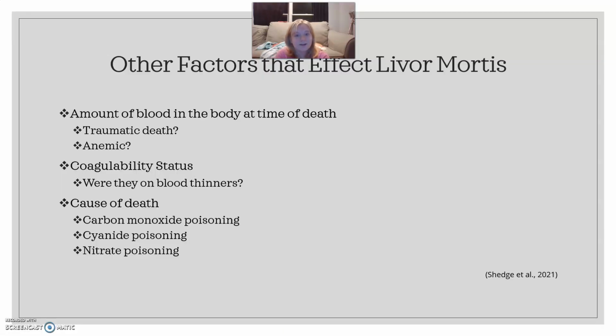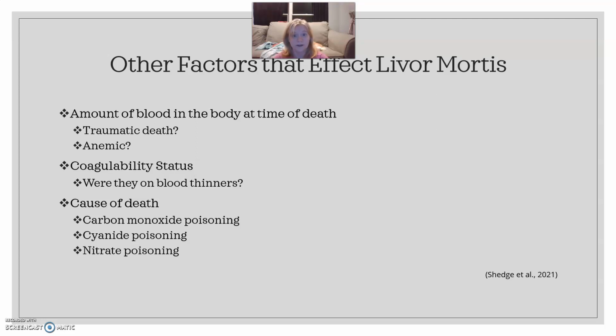And then finally, we have other factors that can affect livor mortis. One of the big ones is going to be the amount of blood in the body at the time of death. So someone that had a traumatic accident, say for example a car wreck, and they lost a lot of blood, they're not going to have a lot of blood available to pool into those dependent areas. And the same thing with somebody that's anemic. They're not going to have a super high amount of blood in their body, and that's going to cause less chance of lividity forming.